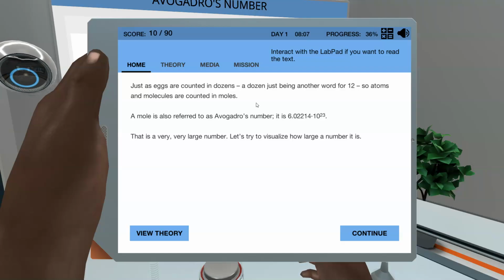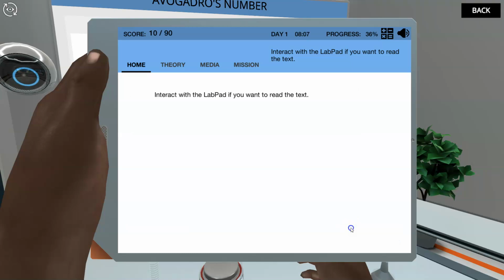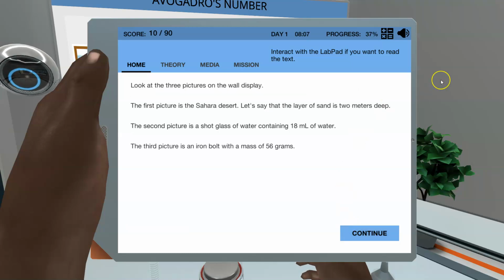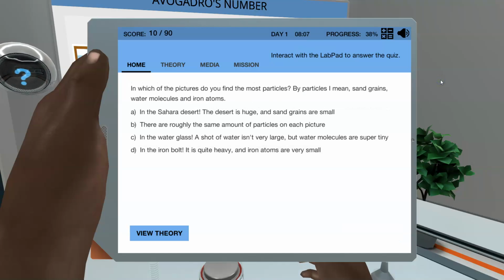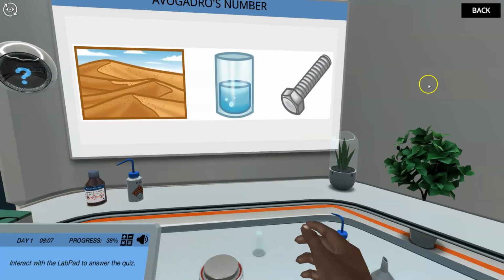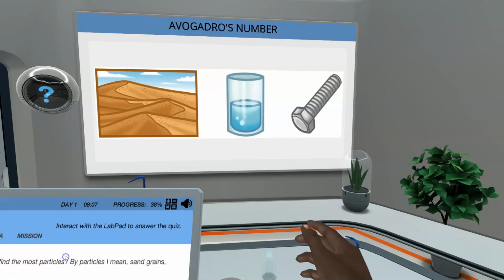Let's try to visualize how large a number it is. Look at the 3 pictures on the wall display. The first picture is the Sahara Desert. Let's say that the layer of sand is 2 meters deep. The second picture is a shot glass of water containing 18 milliliters of water. The third picture is an iron bolt with a mass of 56 grams. In which of the pictures do you find the most particles? By particles I mean sand grains, water molecules and iron atoms.